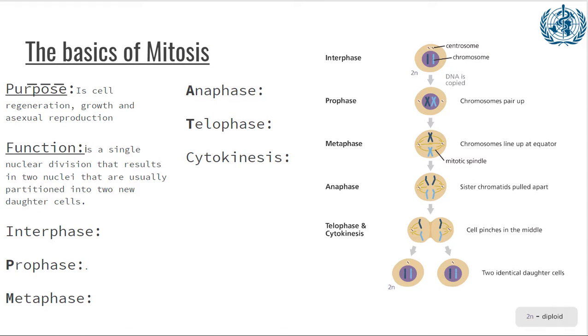Let's start off with the basics of mitosis. Mitosis in itself is broken down into 6 stages. Its main purpose is to duplicate its DNA and create 2 identical daughter cells from the original cell. Its first stage is interphase.